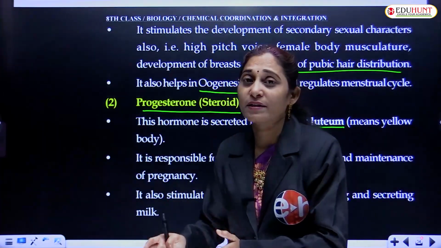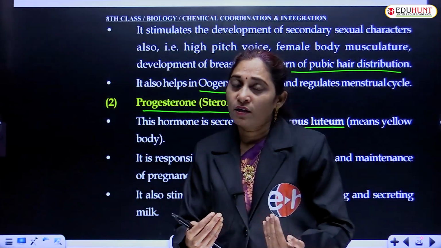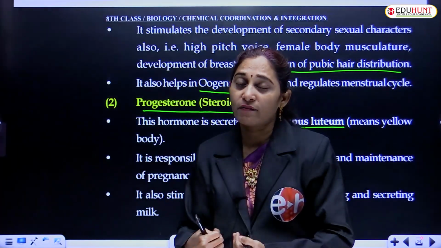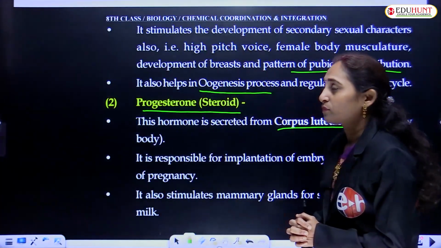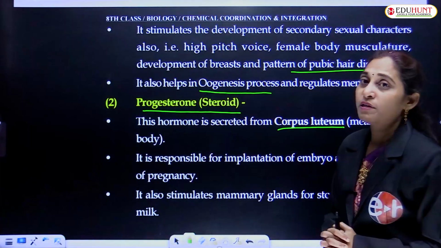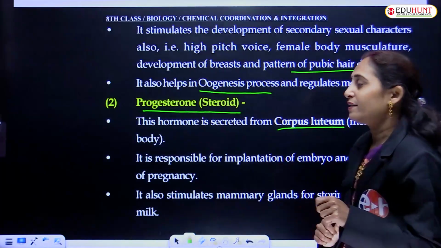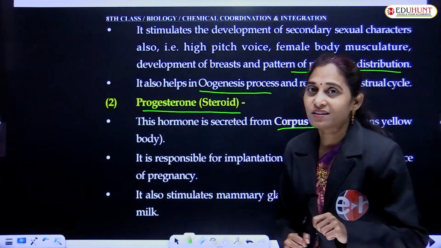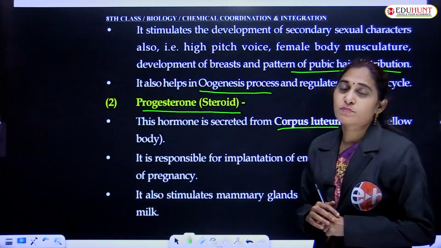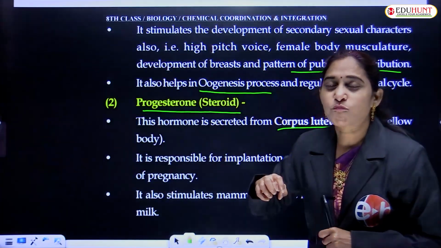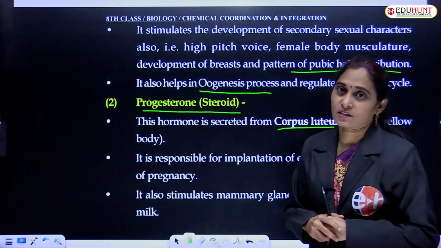There are several developmental stages in the development of follicles. After ovulation, that is after release of the egg from the Graafian follicle, the ball develops into the corpus luteum, and it is responsible for the implantation of embryo and also maintenance of pregnancy. The progesterone hormone is responsible for the sustenance of pregnancy and also implantation of embryo in the uterus.